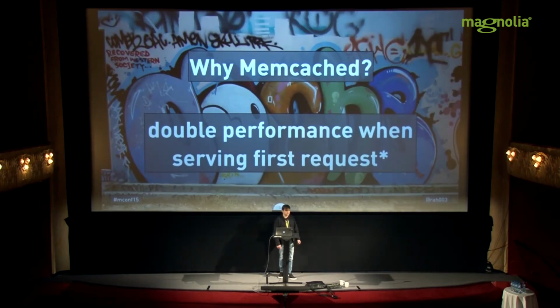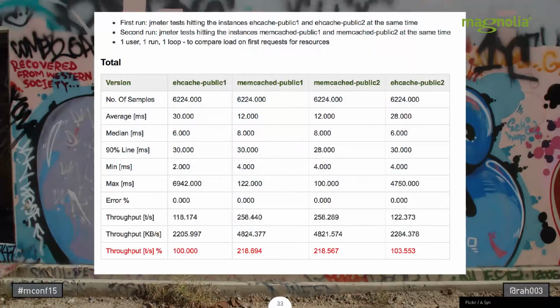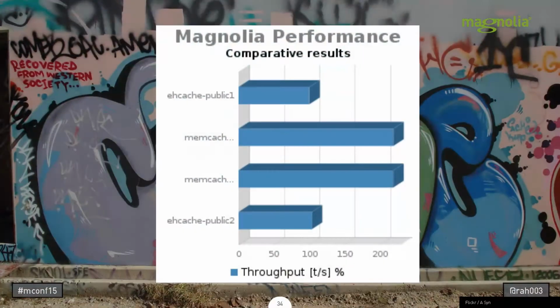So speaking of performance, the measurements we did on two public instances show that when serving the first request, you double the performance of Magnolia, or the cache. Here are some numbers showing the same thing. You see there is some random fluctuation of around 5% in the statistics, but the difference which Memcached delivers is significantly above that. Or again, if you like charts, here is one. So that's yet another reason why for really high-performing installations you would want to use this.